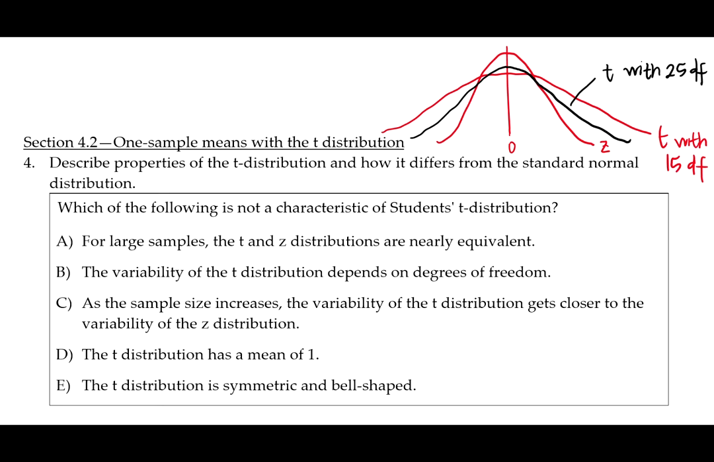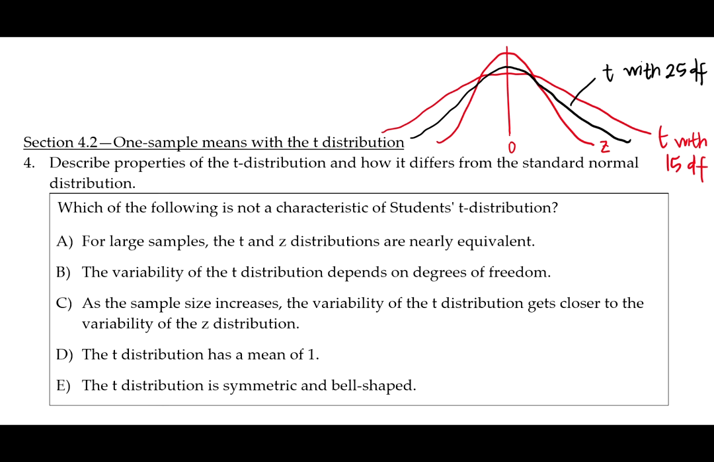B, the variability of the t-distribution depends on degrees of freedom. That's also true. The more degrees of freedom you have, the less variability there is in the t-distribution. C, as the sample size increases, the variability of the t-distribution gets closer to the variability of the z-distribution. That's also true. I tried to describe that with my pictures there.